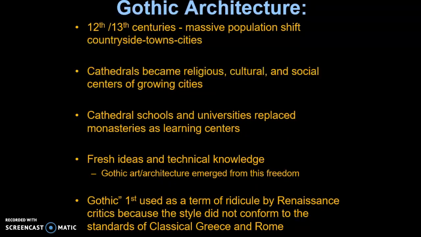Cathedral schools and universities began to replace the monasteries as the main learning centers. But really overall, it is a time for really fresh ideas and technical knowledge. And from this, we see the Gothic art style and architecture style come about.